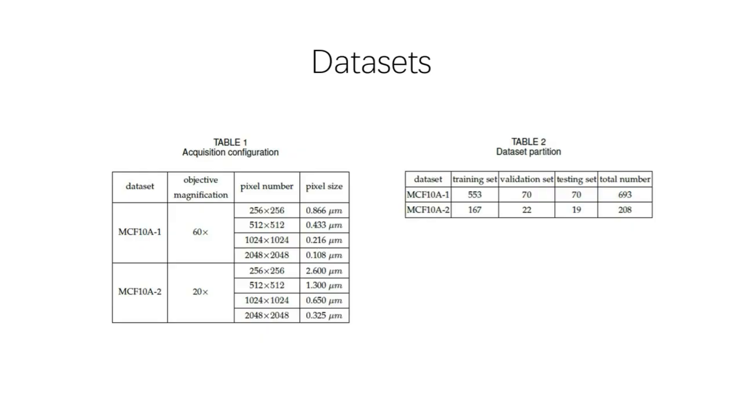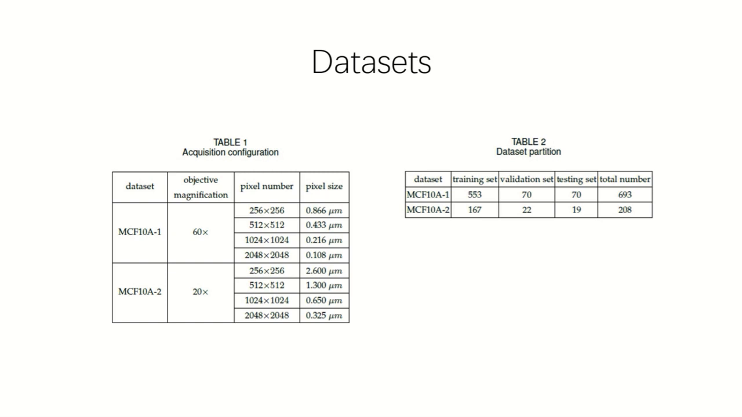Images were obtained by imaging human normal breast epithelial cells, MCF10A. The acquisition configuration is shown in table 1. We collected the MCF10A1 dataset with 60x objective lens magnification and the MCF10A2 dataset with 20x objective lens magnification. Each dataset contains images with 4 different sizes of 256, 512, 1024, and 2048. The pixel size is inversely proportional to the number of pixels per image, and it is also inversely proportional to the magnification of the objective lens.